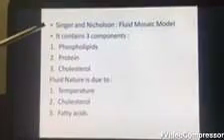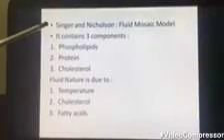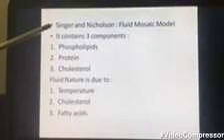The fluid mosaic model was given by Singer and Nicholson. Please make a note of this name, a very important name. Singer and Nicholson gave the fluid mosaic structure of the cell membrane. It contains three parts. The first part is phospholipids, the second is protein, and the third is cholesterol. Now let us go back to the diagram.